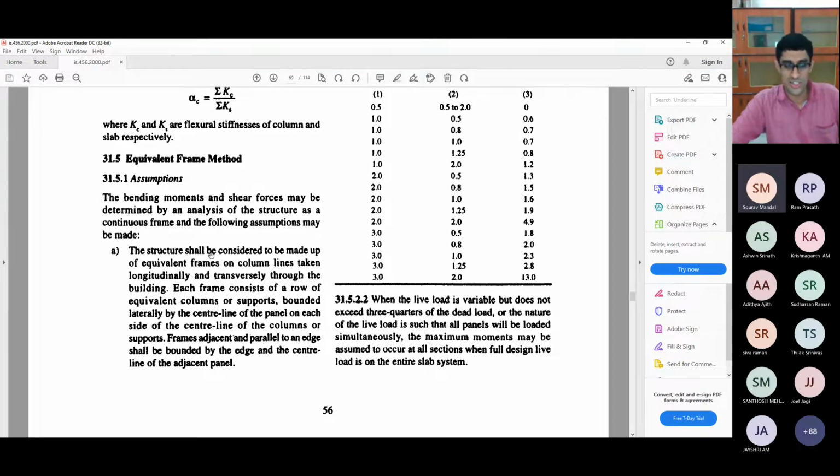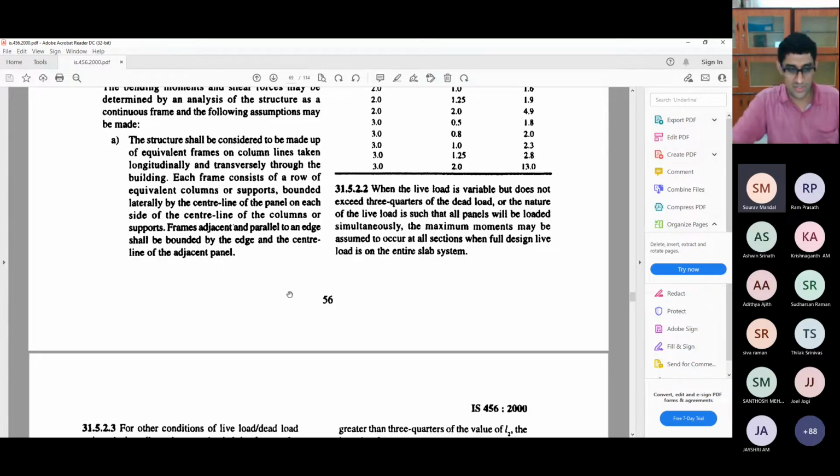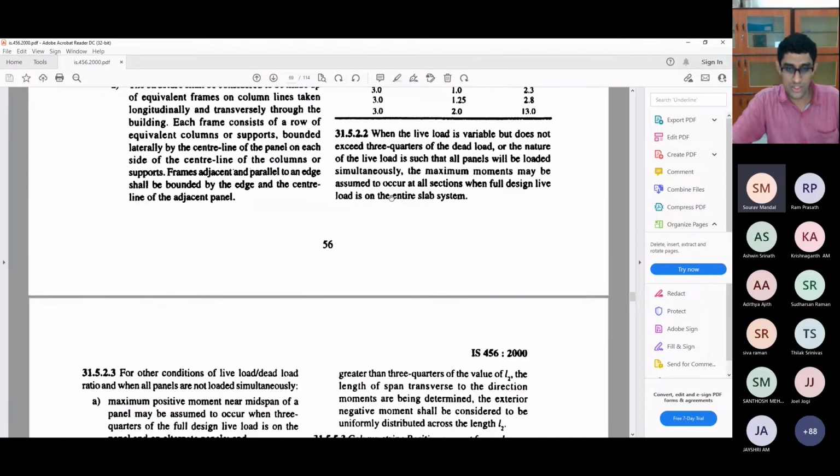The structure shall be considered to be made up of equivalent frames or column lines taken longitudinally and transversely through the building. Each frame consists of a row of equivalent columns or supports bounded laterally by the center line of the panel on each side of the center line of the columns or supports. Whatever picture I showed you, they have just written the same thing in words. Then there are some specific cases they have given.